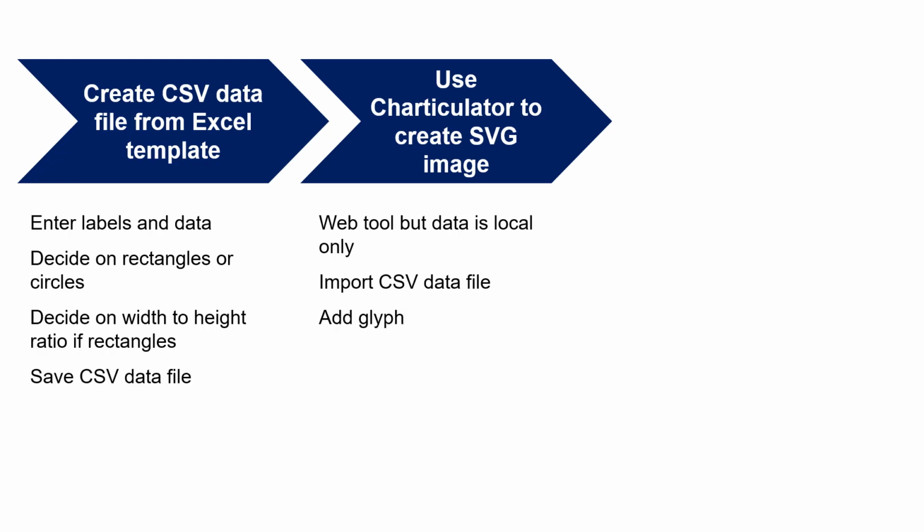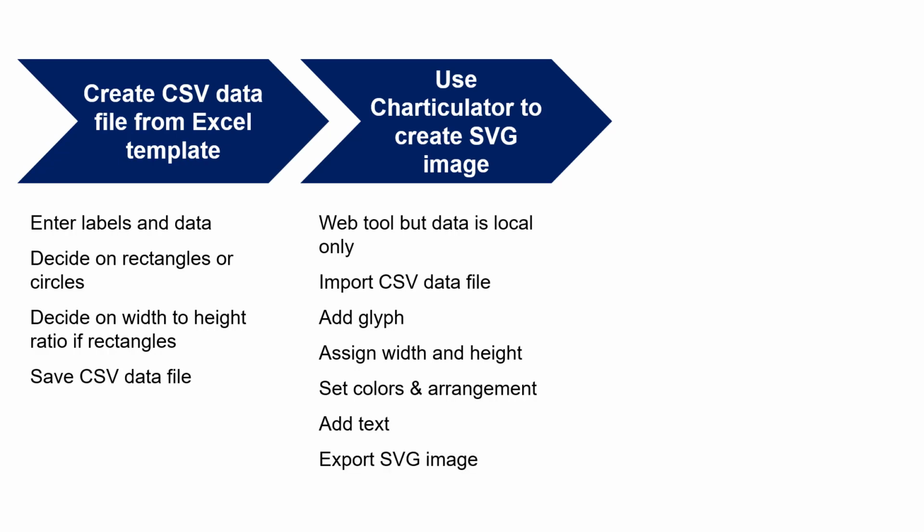We add a glyph. You'll see what that is in the videos later. And then we can assign the width and height. So now we tell Charticulator how big each of those shapes should be. We set the colors and the arrangement of those shapes. We add any text that we want to, and then we export a scalable vector graphic SVG image that we're going to use in PowerPoint.